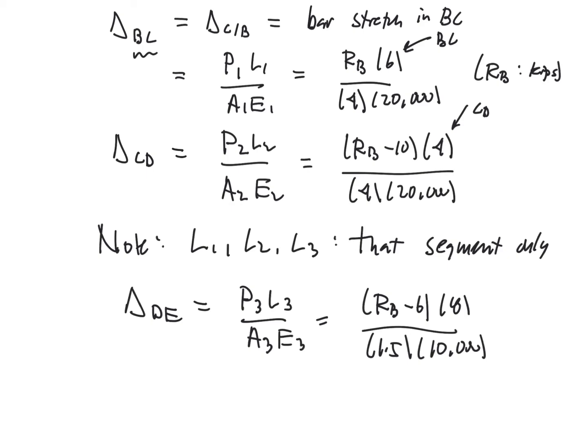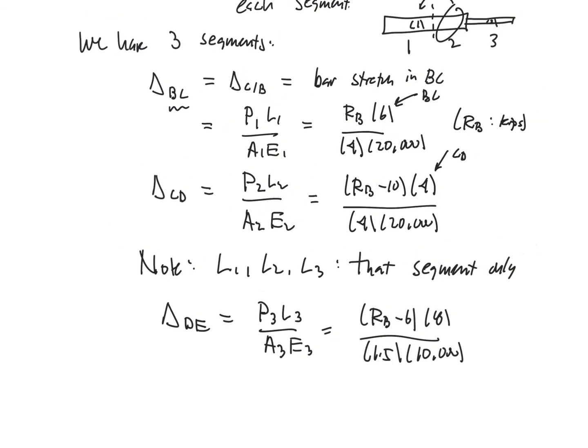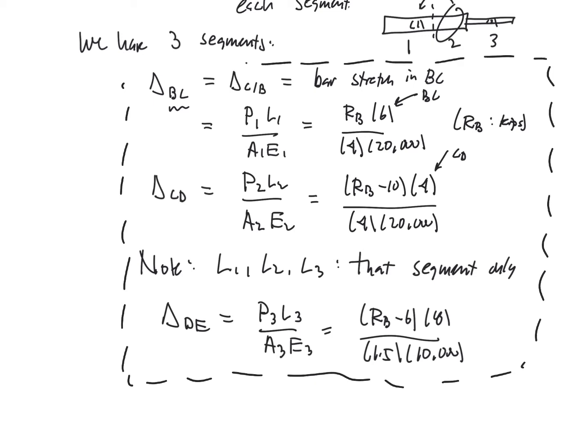So at the end of that particular operation then, we have 3 more expressions that relate the displacements in each bar segment to the reaction at the left-hand end. So it almost looks overwhelming at this point. We have so many statements, but it's going to turn out to compress extremely quickly.